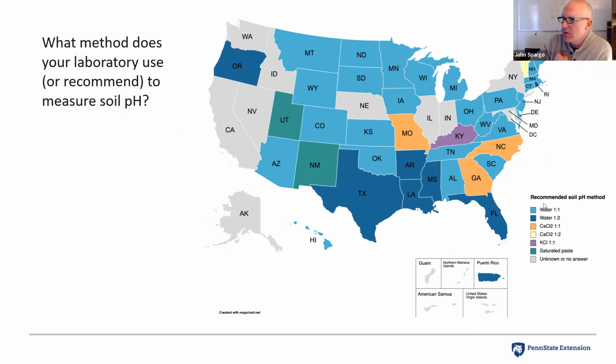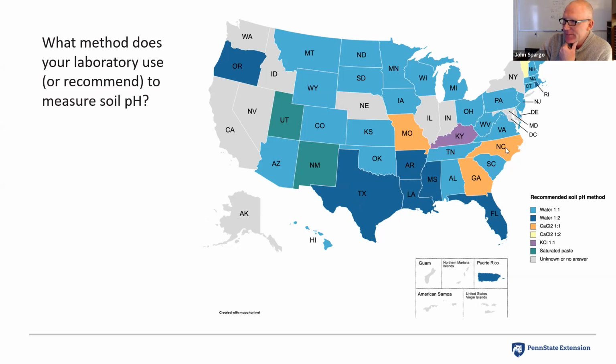So first, looking at pH methods, the dominant one is clearly pH in water 1:1. We do have a handful of southern states that are using the wider ratio of 1:2, and I think there's probably pretty good explanations for that. Just a handful use 0.01 molar calcium chloride. And then again, at the 1:1, Vermont's method was dialed in for a 1:2, and I'm not sure what the divergence was on that one.